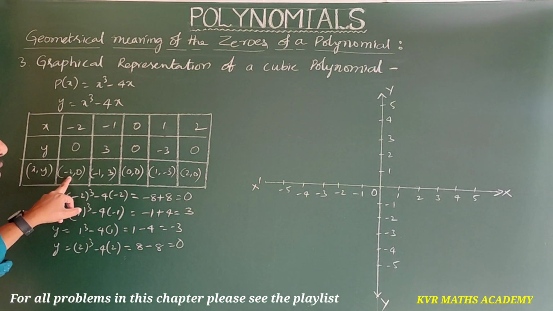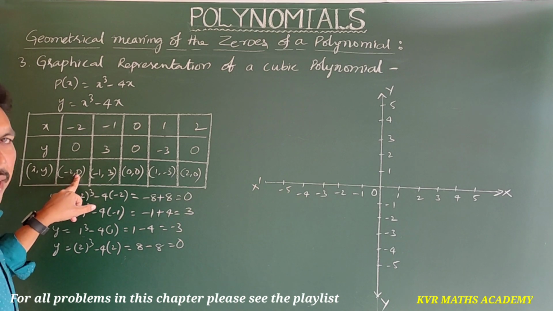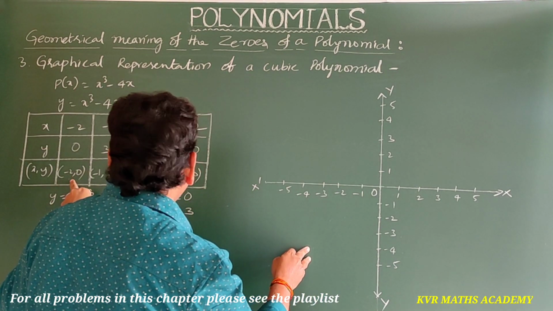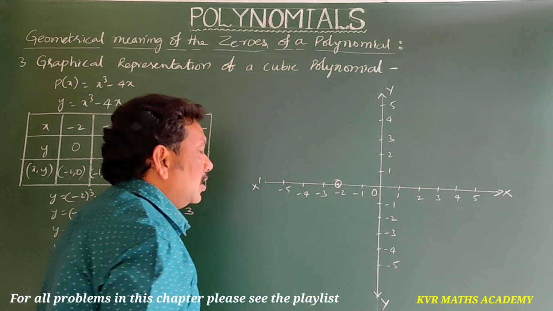First one is minus 2 comma 0. X coordinate is minus 2 and y coordinate is 0. So y coordinate is not there, anything, no? So this point occurs on the x-axis. So this is minus 2 comma 0.